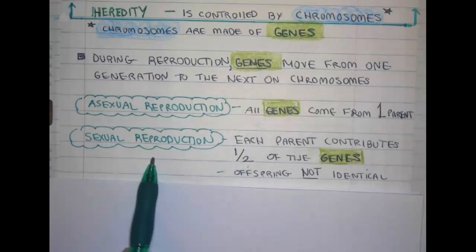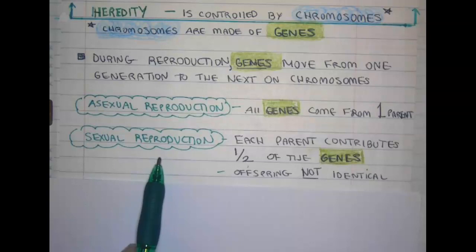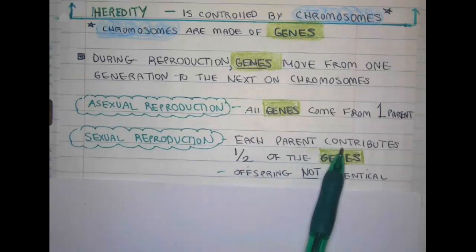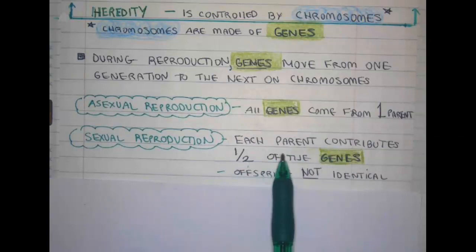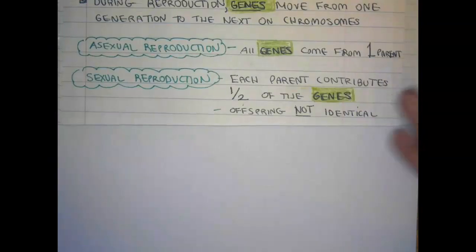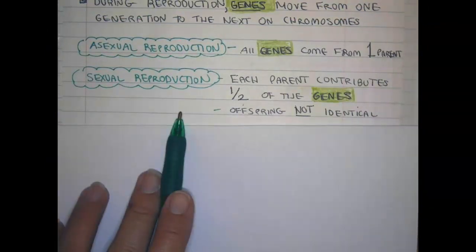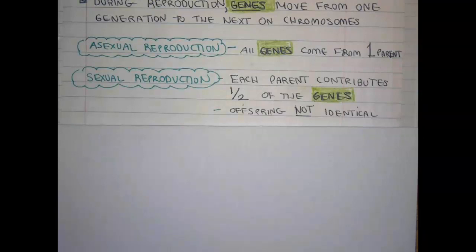Sexual reproduction, we know there are two parents involved in sexual reproduction. So each parent contributes half of the genes, and therefore the offspring are not identical because you're not receiving all the genes from one parent. You're going to have part of the genes from one parent and part of the genes from the other parent.